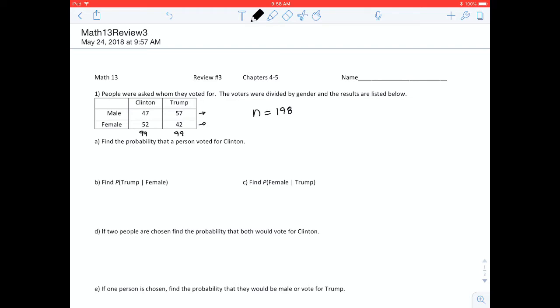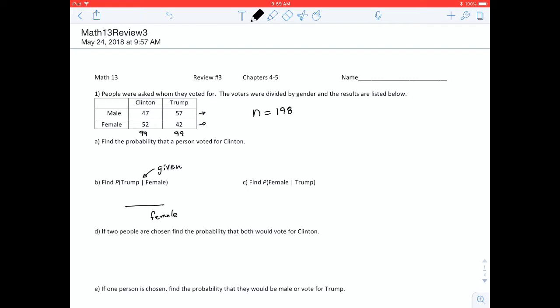Okay, for a person to vote for Clinton, looks like that would be 99 out of 198. Then divide it, put the decimal, we're already done. Next, on part B, this little line right here means given that the person is female. So that means that it has to be narrowed down to just females.